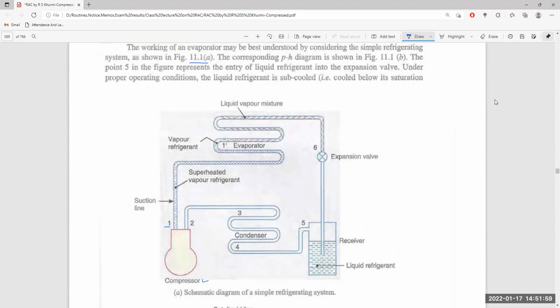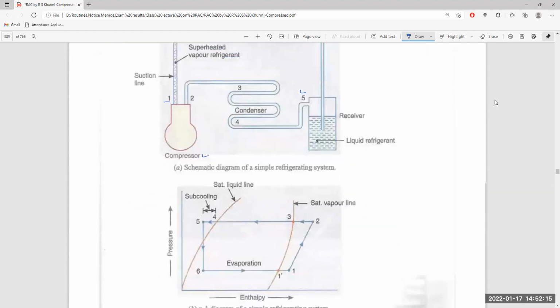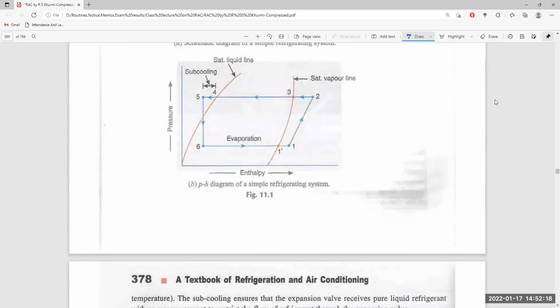Point 5 represents the entry of liquid refrigerant into the expansion valve. Under proper conditions, the liquid refrigerant is subcooled, meaning cooled below its saturation temperature. It is shown here as point 5 because it is the saturation temperature for the liquid refrigerant at point 4. It is cooled to point 5 and then sent to the throttling device, where it is expanded from 5 to 6, and at point 6 it becomes a mixture of gaseous and liquid refrigerant.